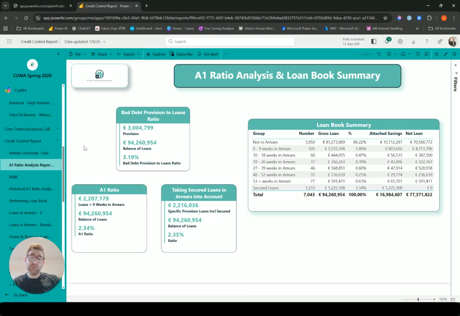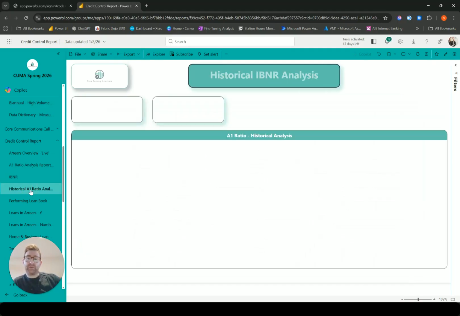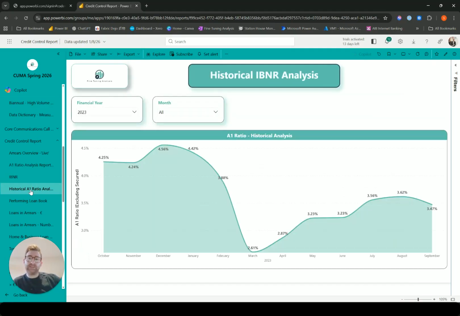So that's quite good. But the focus of the credit controller might be, yes, it's good, but I want to get it even lower. So this is where you would use the report, because you're not having to either get someone to export this data or do it yourself. You walk in every single day and you can see what the A1 ratio is as of today. Okay, I'm going to skim over the IBNR because I'm not sure we need to go through that.